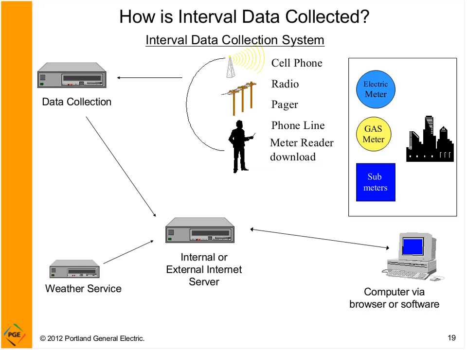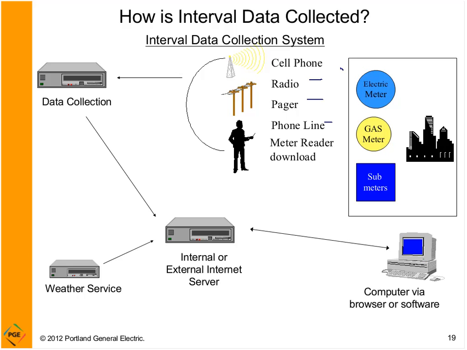Now you're wondering, how do they get the interval data? Well, PGE has smart meters out there installed in the field, and these electric meters, they have a memory that collects the interval data and then exports it out through several different means. We have some smart meters that communicate to a communication server where either through cell phone, radio, pager, phone line, those are all great means of exporting or transmitting the interval data to the communication server so we can get it into our system.